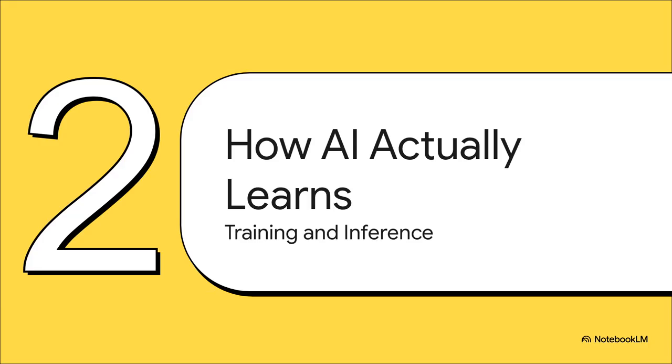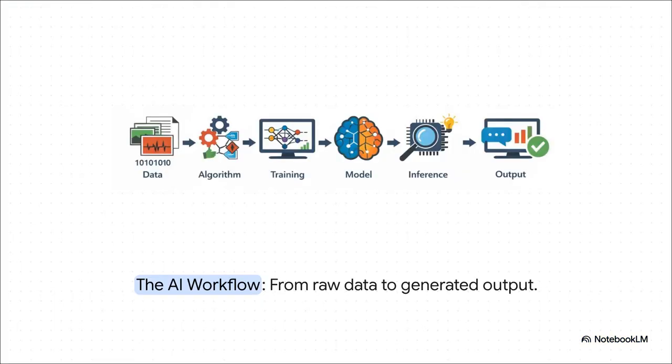Section 2, how AI actually learns. So let's put this assembly line in motion. The process starts with our data and algorithms, which feeds straight into a training phase. This is where the model actually learns. From there, the newly trained model moves into what we call the inference stage, which is where it ultimately produces your final output. It's a continuous, incredibly logical workflow from raw input to generated response.